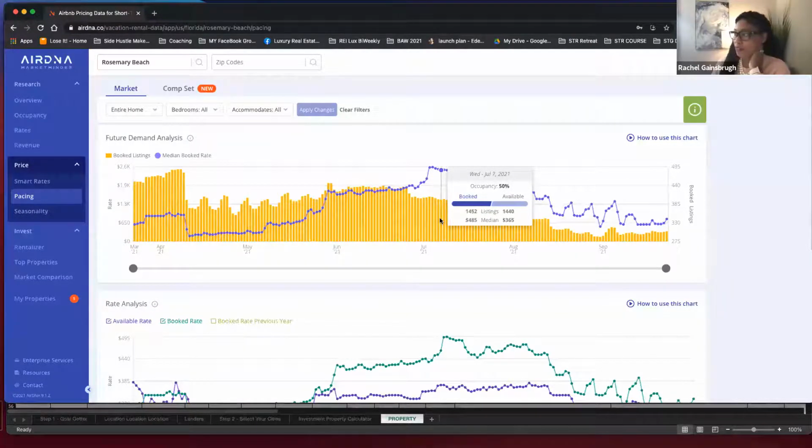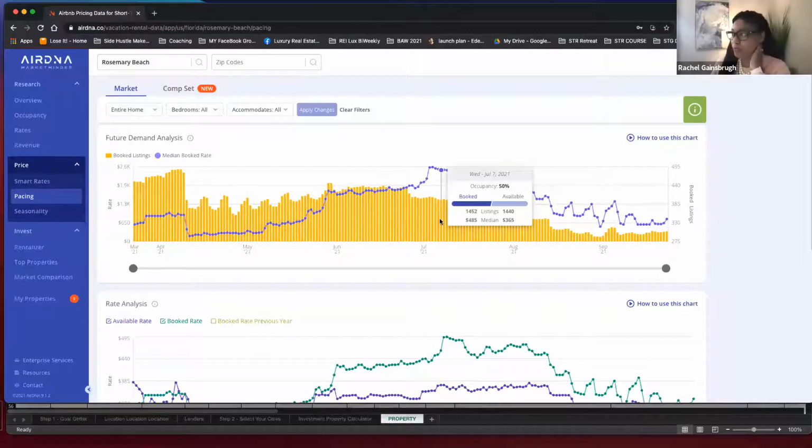you have 50% of the properties booked, and still you have quite a bit that are available. However, the ones that are available, the median price for those rates is $365, whereas the ones that are already booked are at $485. To me, that is leaving a lot of opportunity out there, maybe $100, $120 worth of opportunity.